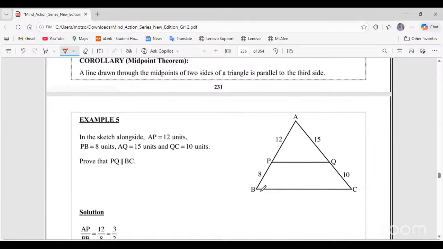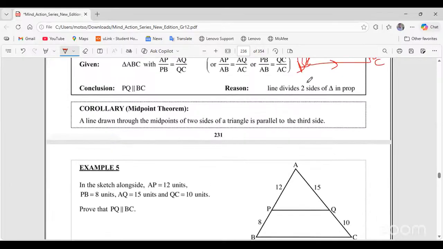What do you think? How do you guys think we can tackle this one? Okay, we are given the length of this side, AB. We are also given the length of this side on the other side, AC. You can just write your ratios and see if maybe they are equal. If those ratios of yours are equal, then indeed PQ is parallel to BC.